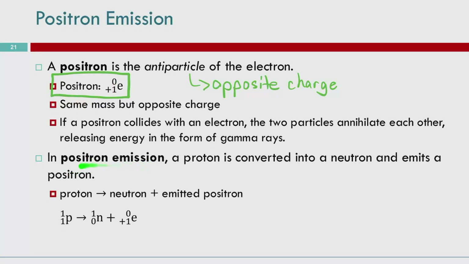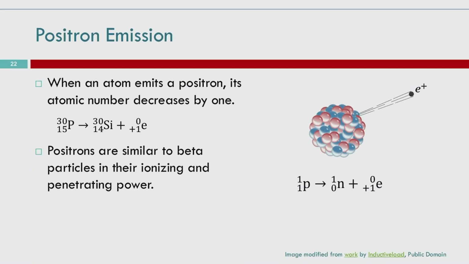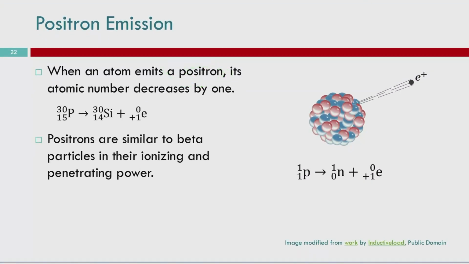In positron emission, it's the opposite of our beta decay. In our beta decay, we were taking a neutron and turning it into a proton. And our beta particle, our electron, this is the opposite direction. So we're taking a proton, turning it into a neutron. When an atom emits a positron, its atomic number just drops by 1 on the periodic table.